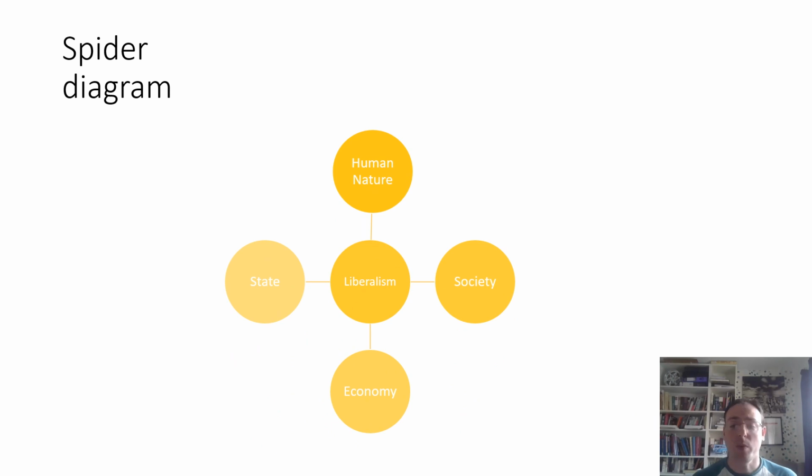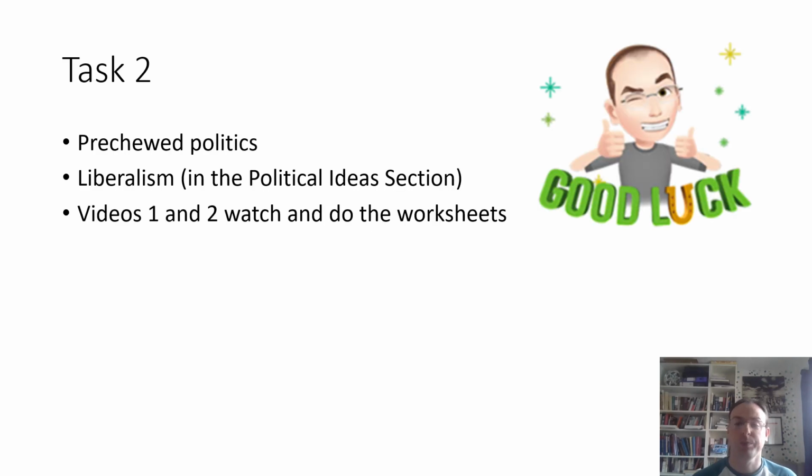Right. So I talked about this spider diagram. When you're watching the video, I want you to have the spider diagram in front of you. So liberalism in the middle, human nature, society, economy, and state. Now you'll get a bit on all of these in the basic video, and so you can make a start and start to have your initial ideas. You'll do some other tasks, and then you'll come back to this, because later on you're going to watch individual videos on these different elements.